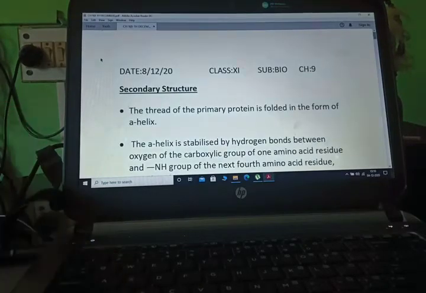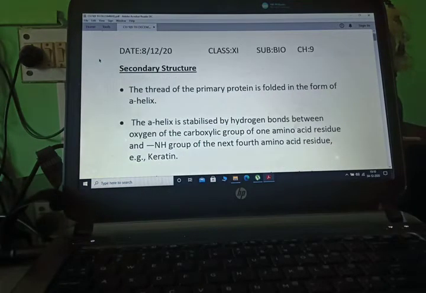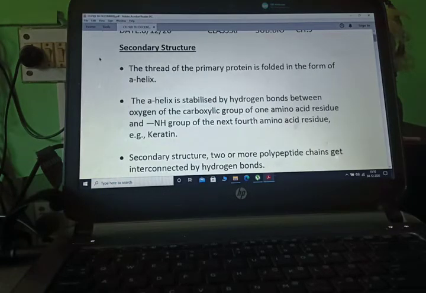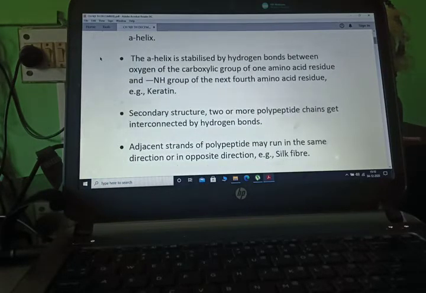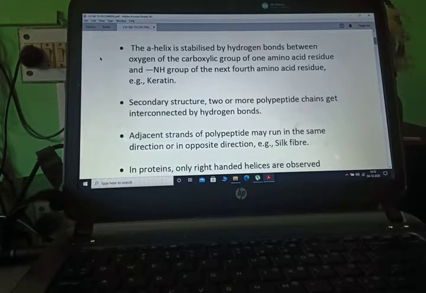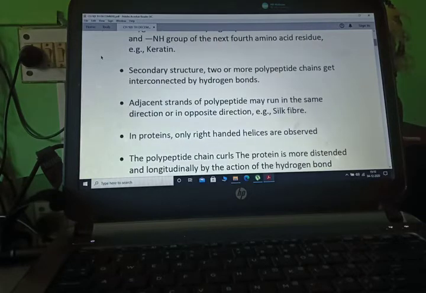Hi students, we are talking about our next topic, that is secondary structure. The thread of the primary protein is folded in the form of alpha helix. The alpha helix is stabilized by hydrogen bonds between the oxygen of the carboxylic group of one amino acid residue and the NH group of the next fourth amino acid residue, that is keratin.